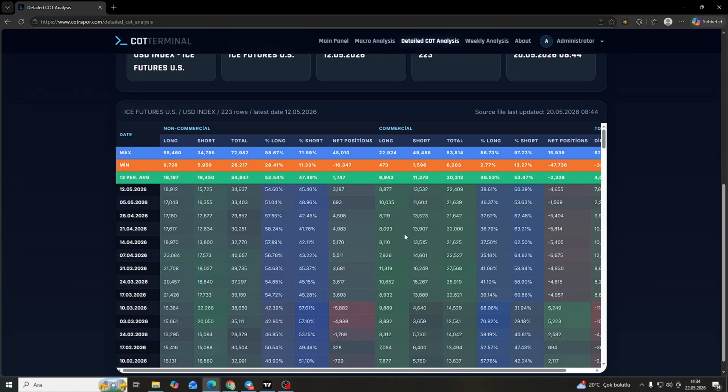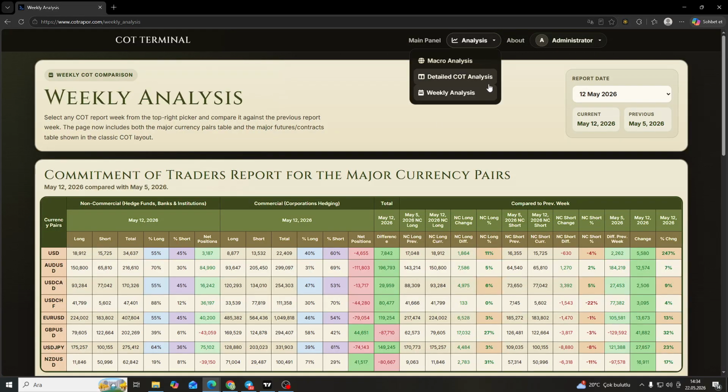Hi everyone, today I'm going to teach you how to use COT terminal with cotwrapper.com, and I will show you the new feature of the COT terminal's weekly analysis page. Let's start with the weekly analysis page, and after that we will go to detailed COT analysis.